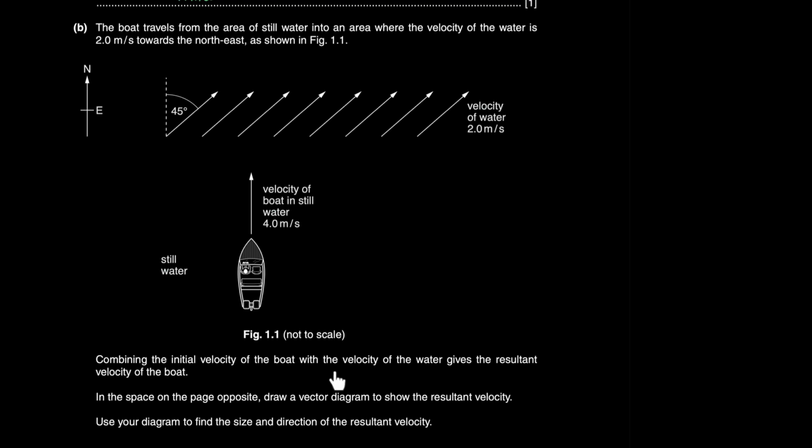Combining the initial velocity of the boat with the velocity of the water gives the resultant velocity of the boat. So they're literally telling us what to do. Take this vector, put it on top, and find the resultant. In the space on the page opposite, draw the vector diagram to show the resultant velocity. Use your diagram to find the size and direction of the resultant velocity. Now, you can do this question with a protractor, and that could help. You can also easily do it without one. Let's see how we can do that.